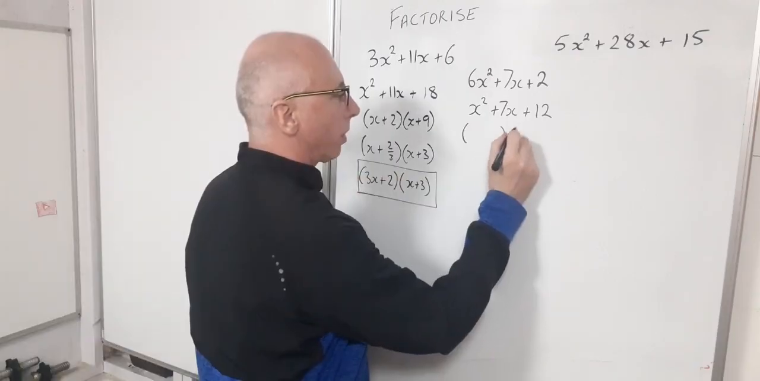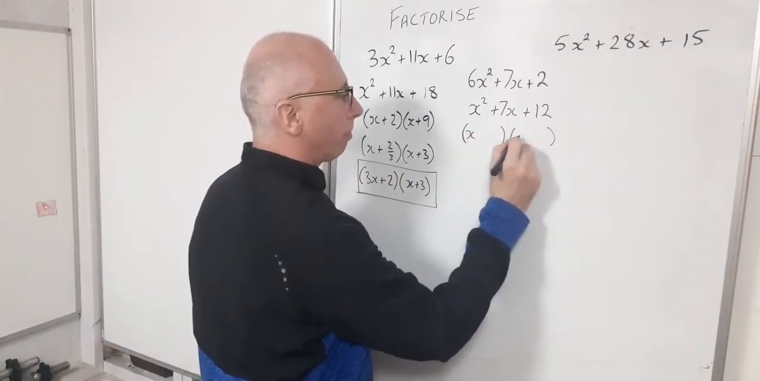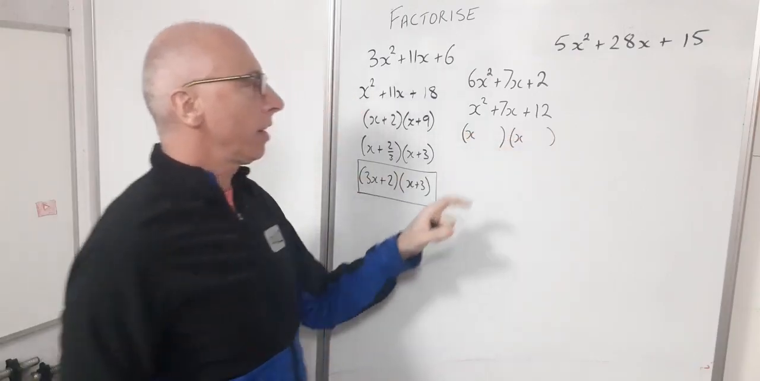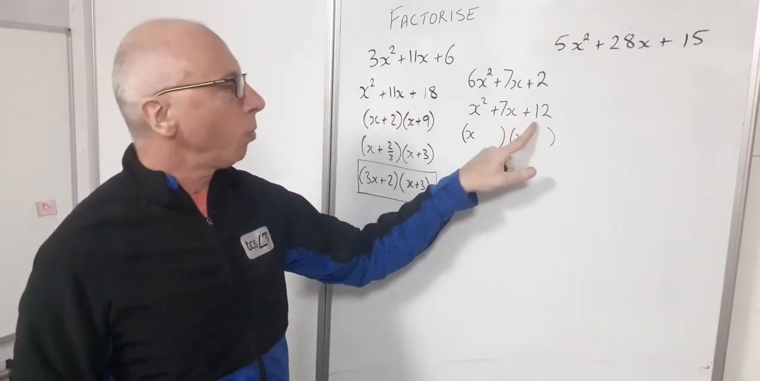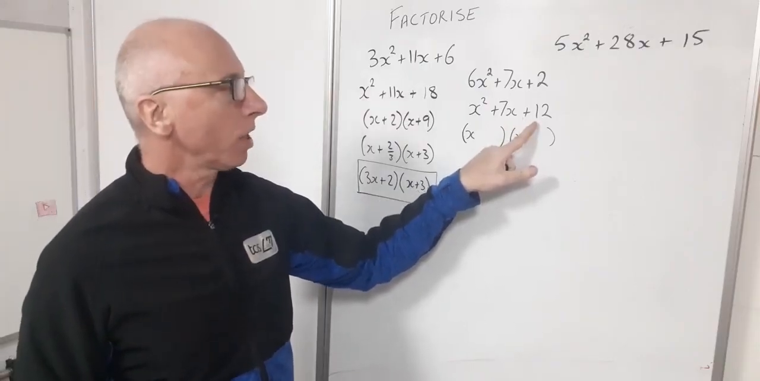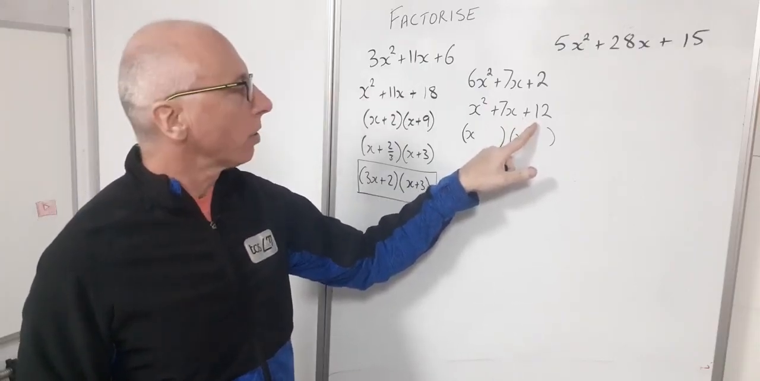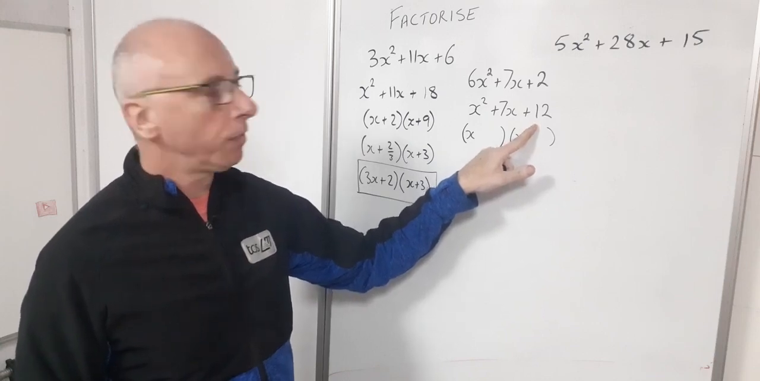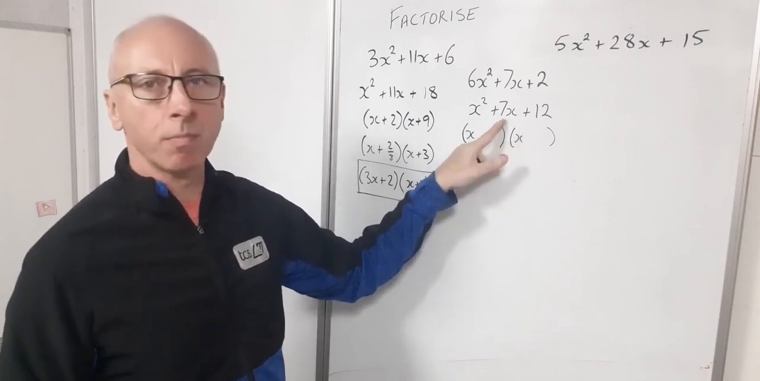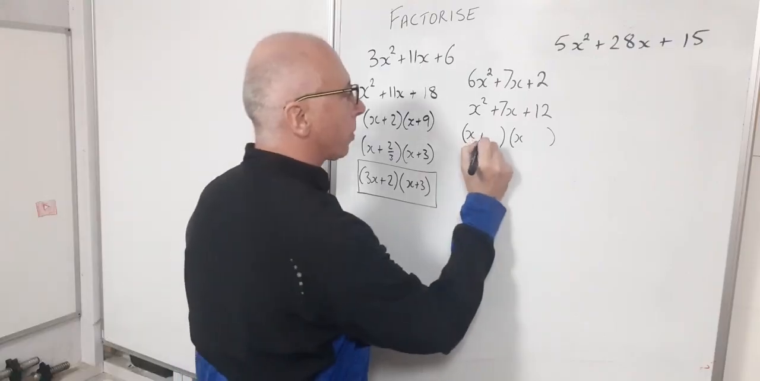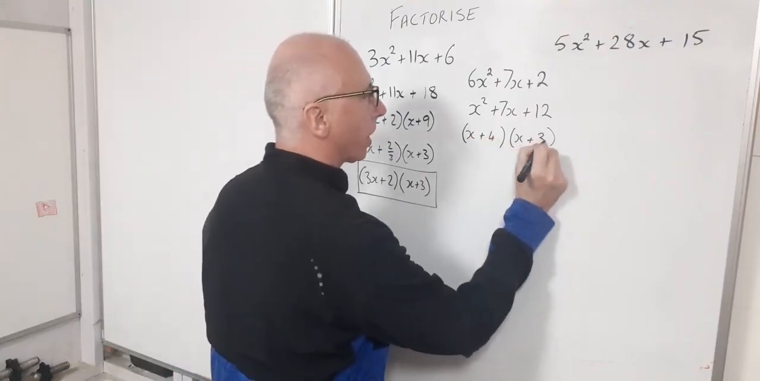So let's just do our setup. So x and x. So now 12 is 12 and 1, and we've got 6 and 2. That's no good. And then we've got 4 and 3. 4 and 3 looks good. 4 and 3 sums to 7. So we've got x plus 4, x plus 3.